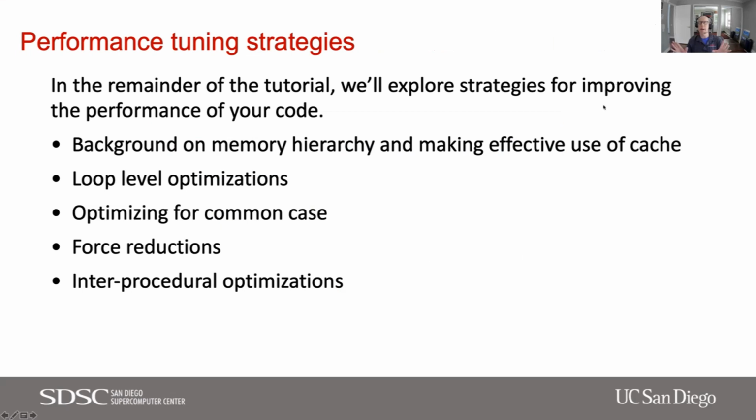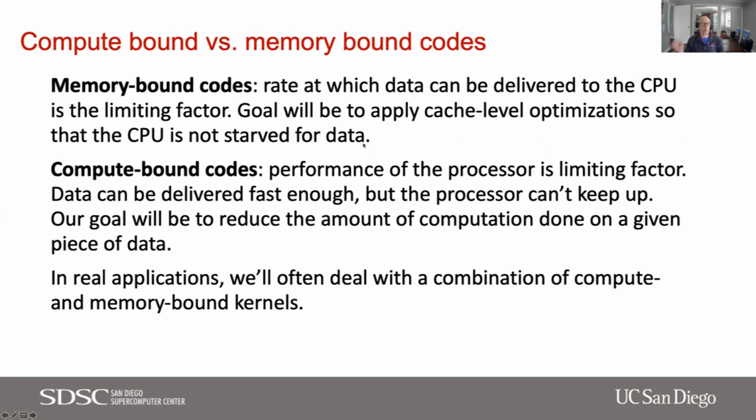Okay, so we're going to talk about actual strategies that we can use for tuning your code. We're going to give a little bit of background on the memory hierarchy and effective use of cache. We'll talk about loop level optimizations, something I call optimizing for the common case (I'm sure there's a more technical name for this), strength reductions, and interprocedural optimizations. Before we get into any specific techniques, we're going to talk a little bit about the memory hierarchy and the difference between memory-bound codes and compute-bound codes.